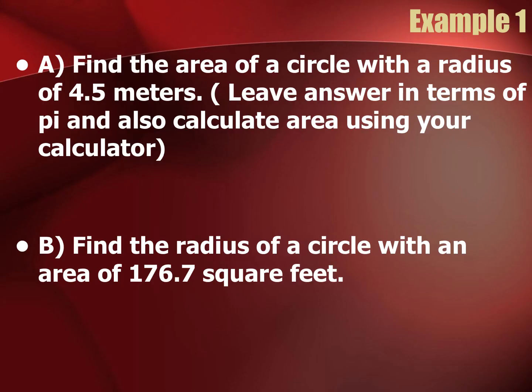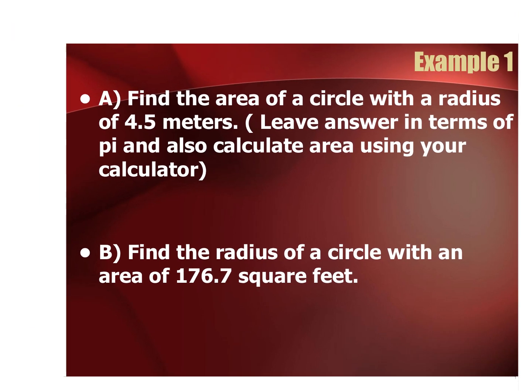So take a look at our first example. We need to find the area of a circle with a radius of 4.5 meters. Please pay attention to the instructions. It wants our answer in terms of what? Pi. And then we also need to calculate the area using our calculator. So we're going to have 2 answers here. We're going to leave it in terms of pi, and then we're going to use our calculator with pi to find the answer. So let's go ahead and do it.